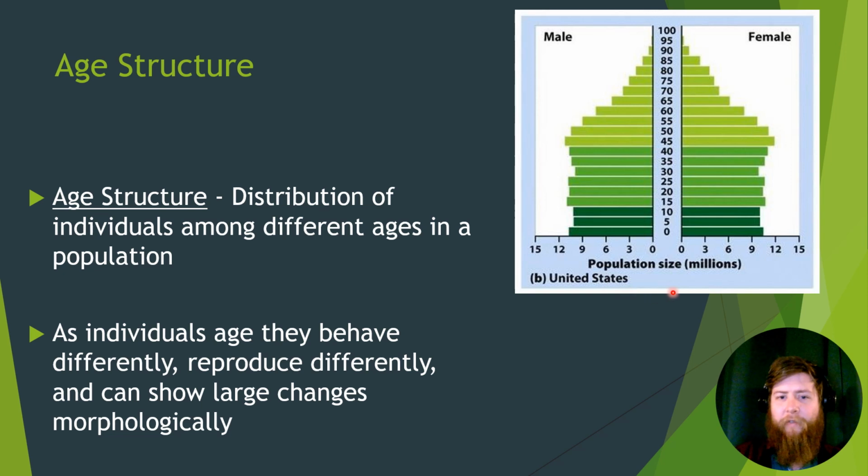This is showing the age dispersal of the United States population. As you can see, as you get up closer to 100, after looks like 55 here, 50, these numbers are getting smaller. There are less and less individuals, both male and female, living to 100.